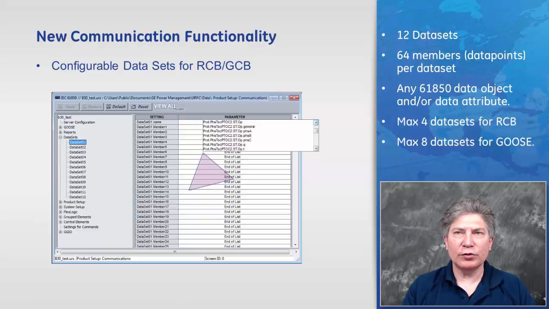Data sets are also used to define which data attributes to include in a Goose message, or a sampled value message, or a report. The data sets are configured so that any 4 data sets can be used for report control blocking. The remaining 8 data sets are allocated for Goose publishing. The UR setup can also configure any flex logic and any flex analog operand as members for the data sets.